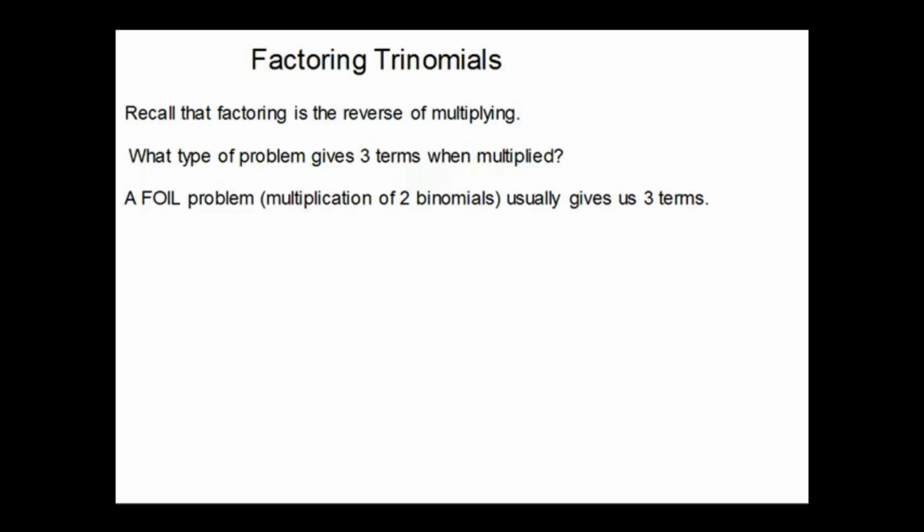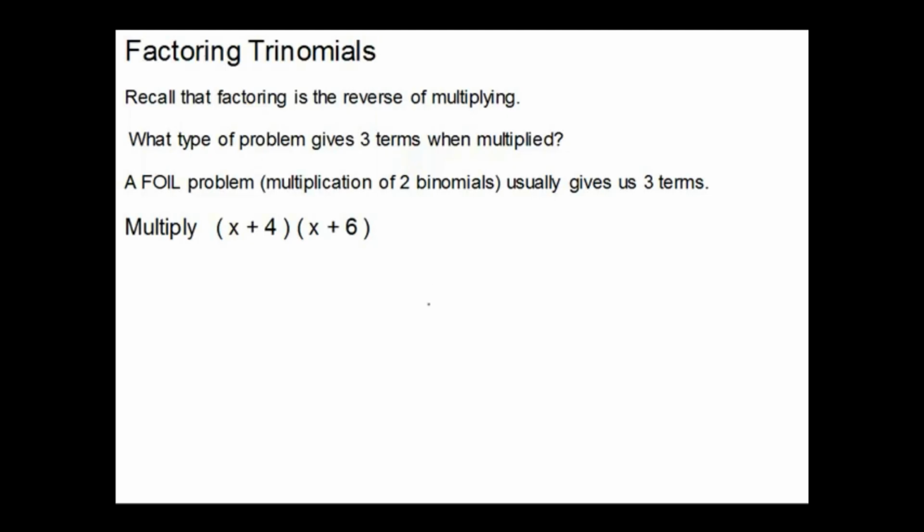Factoring trinomials. Recall that factoring is the reverse of multiplying. What type of problem gives three terms when multiplied? It is a FOIL problem, or a multiplication of two binomials, which usually gives us three terms. Let's look at multiplying two binomials, x plus 4 times x plus 6. So we would multiply the first terms, x times x gives us x squared.